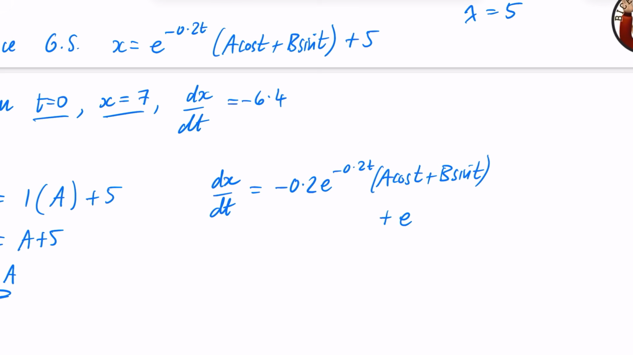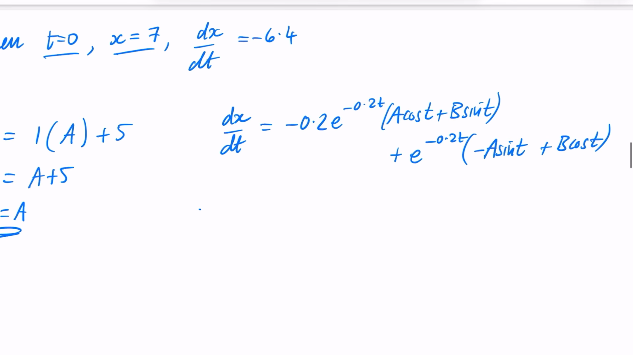And then I'll keep the first part and I'll differentiate the second part. Cos goes to minus sin, sin goes to cos. Pretty straightforward here because I just had a t. Obviously if I had a 2t or a 3t or a half t, I'd be a bit more careful about how I differentiate it. So the dx/dt is minus 6.4.